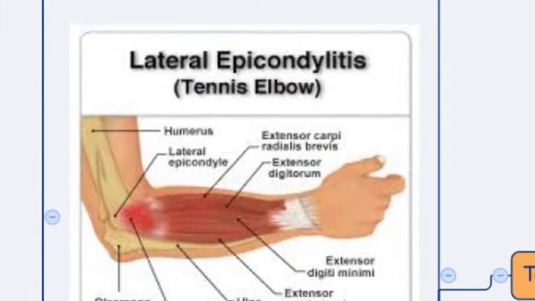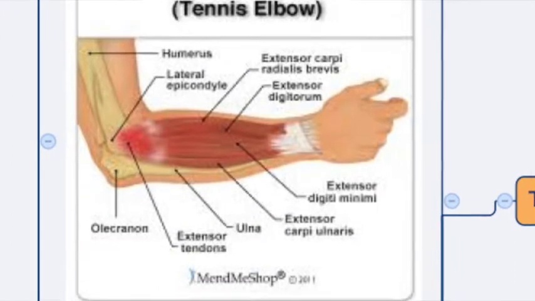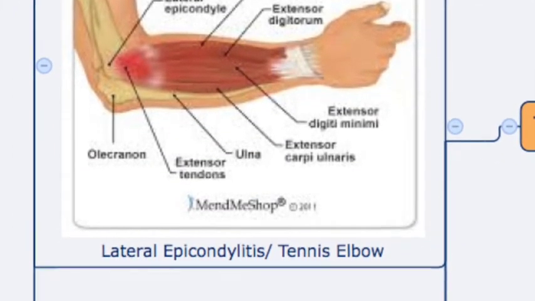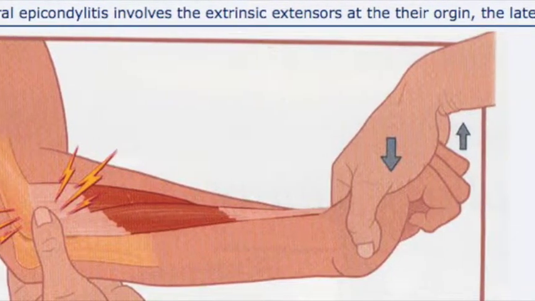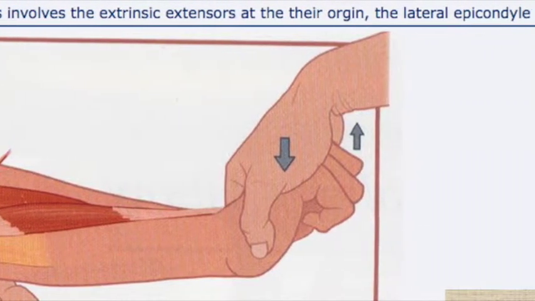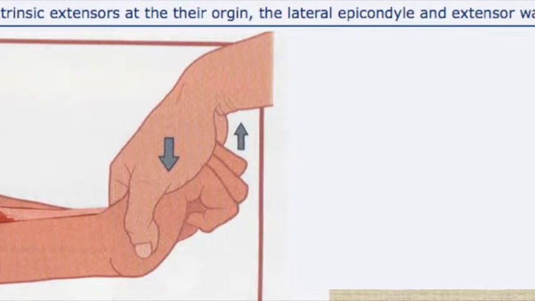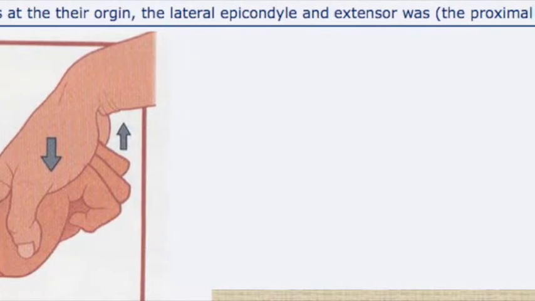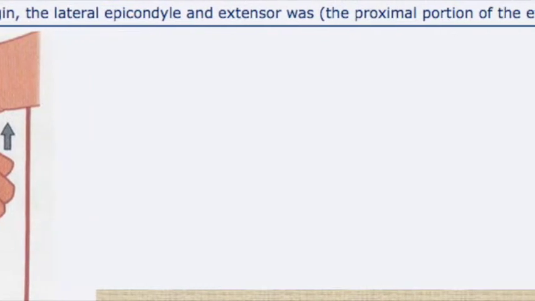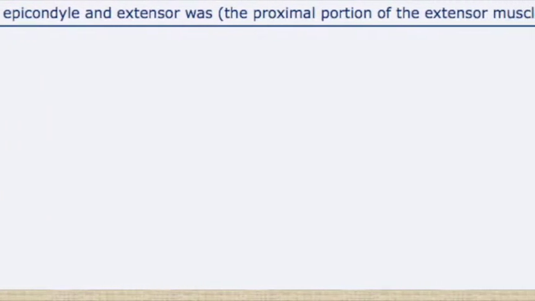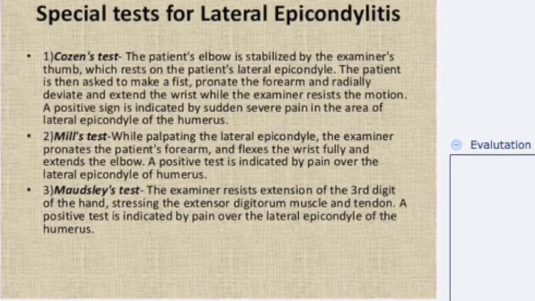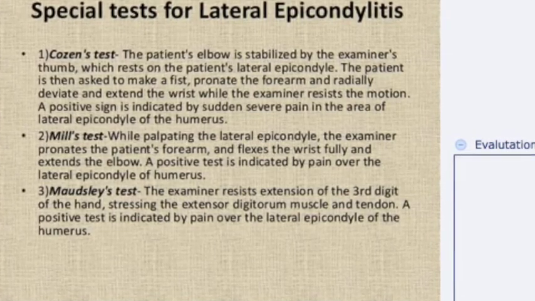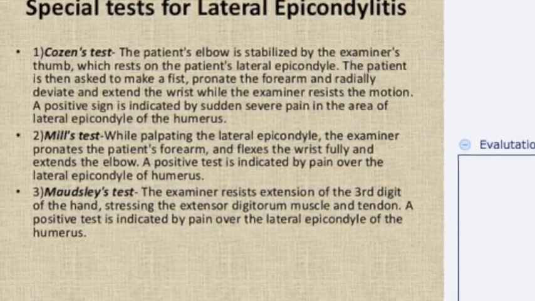Now we will look at lateral epicondylitis, also known as tennis elbow. Lateral epicondylitis involves the extrinsic extensors at their origin, the lateral epicondyle and the extensor wad, which is the proximal portion of the extensor muscles. The 3 most common tests for evaluation are the Cozen's test, the Mills test, and the Maudsley test.